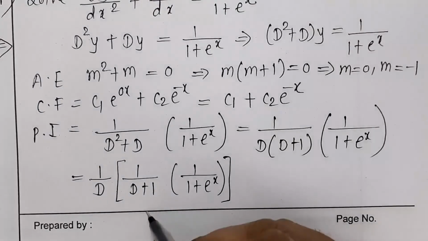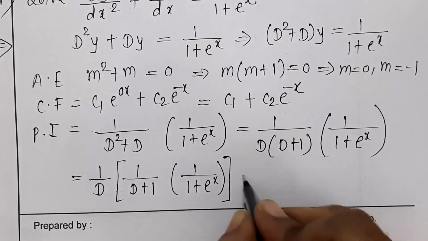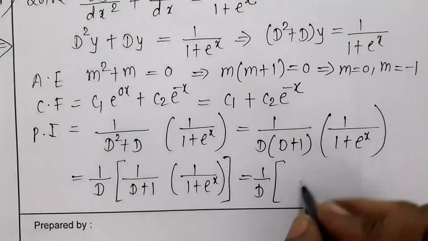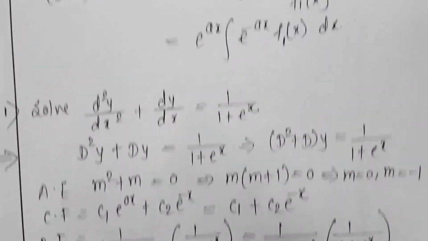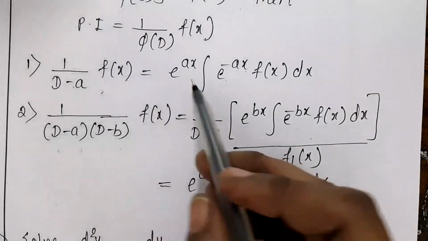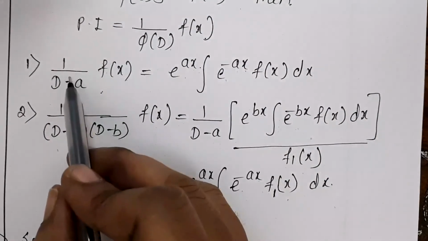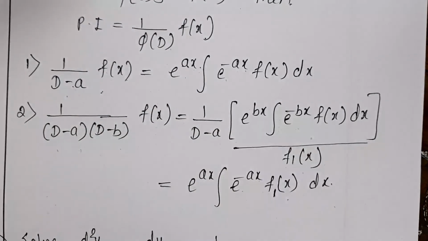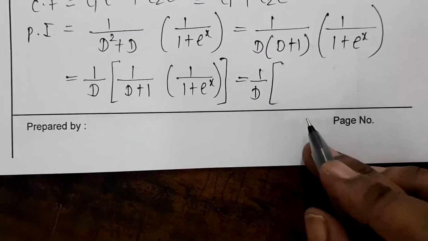Now what is the formula for this operator? It is equal to 1 upon D as it is. If it is D minus a, then e to the power ax is outside. See this formula: D minus a into f of x, e to the power ax outside. If it is plus a, then it becomes minus a, minus of minus a, it is plus a. So what will be the formula for this problem?